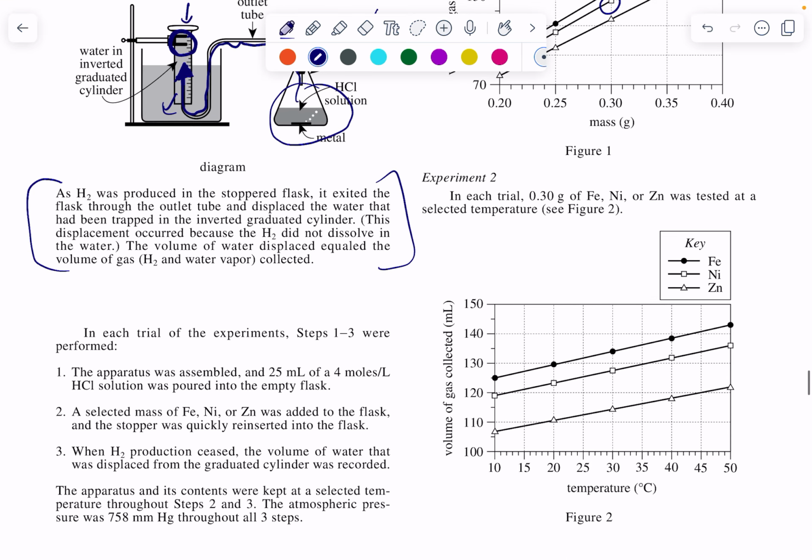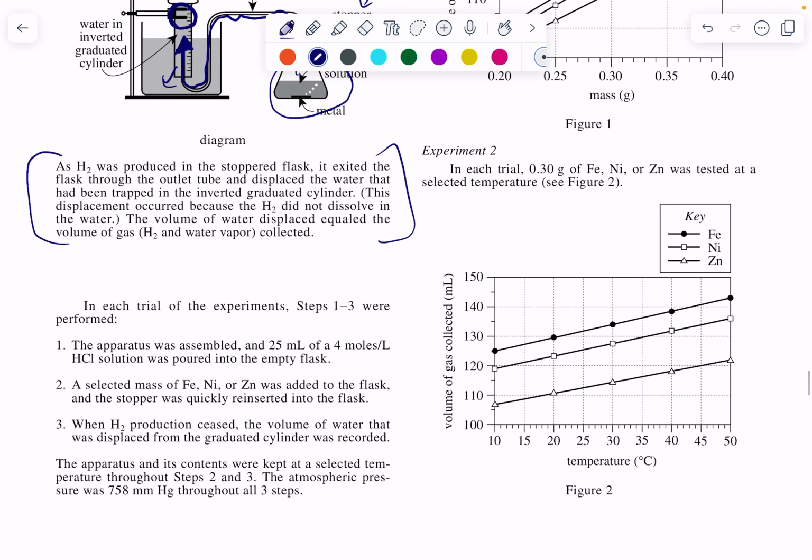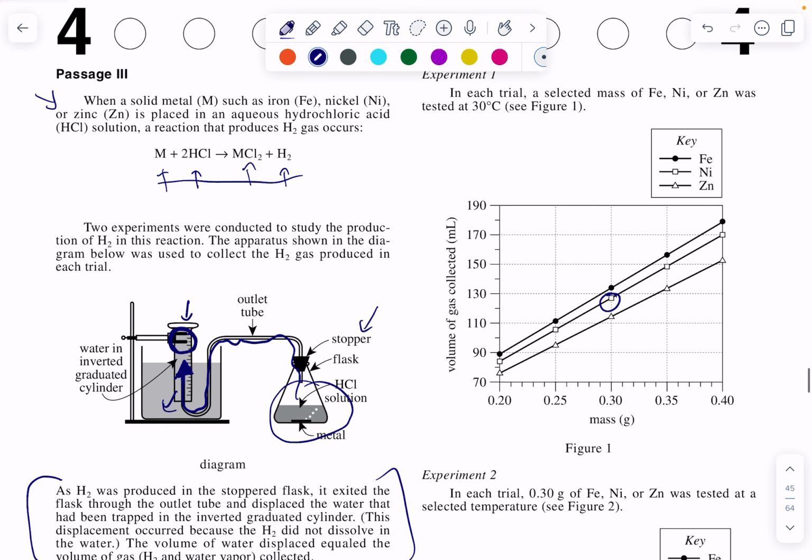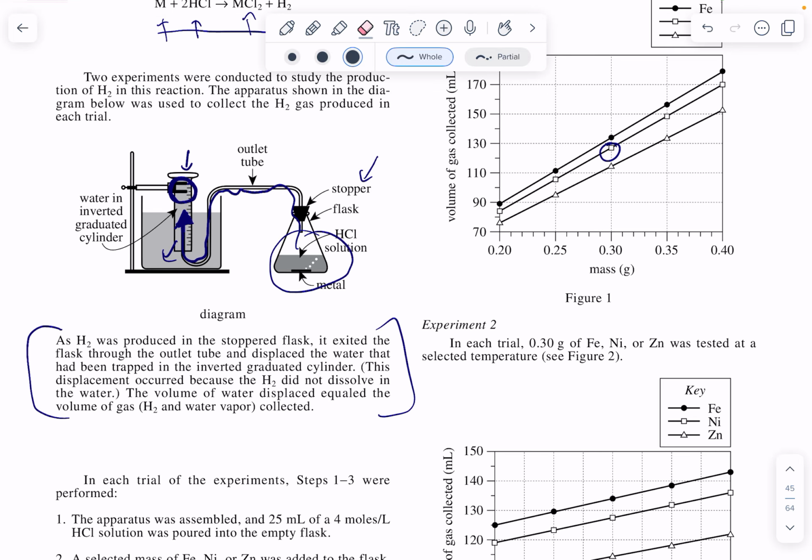And it says, in the trial of each of the experiments, steps 1 to 3 were performed. The apparatus was assembled, and 25 milliliters of a 4 moles per liter hydrochloric acid solution was poured into the empty flask. A selected mass of metal was added to the flask, and the stopper was quickly reinserted. When the hydrogen gas production ceased, the volume of water that was displaced from the graduated cylinder was recorded. The apparatus and its contents were kept at a selected temperature throughout steps 2 and 3. The atmospheric pressure was 758 millimeters mercury throughout all 3 steps. Okay, so that's just explaining to us how it runs. We'll take a look at the experiments and the actual data as we need them.